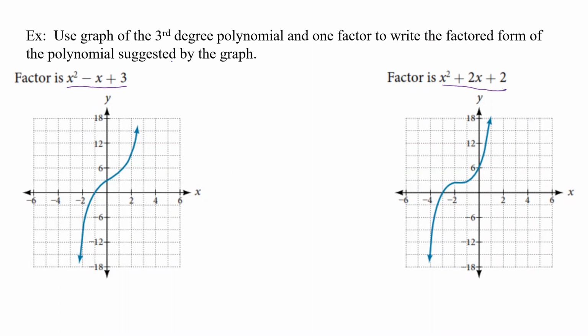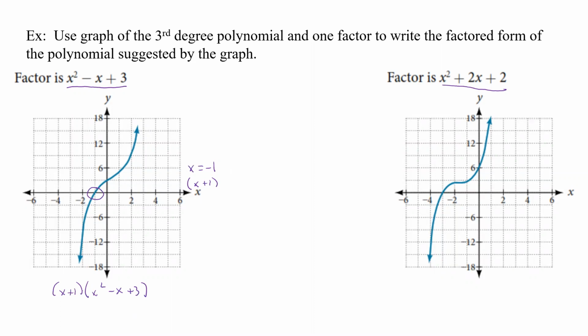And so basically what we're going to do is look at where we get an intercept and go from there. So here that says x equals negative 1. Well, that's going to be our intercept, but what would the factor be? Well, the factor would be x plus 1. And because that is going to be the factor, what they want us to do is write it out in factored form. So we're going to have x plus 1 times x squared minus x plus 3, and that's going to be the factored form of the polynomial suggested by the graph.